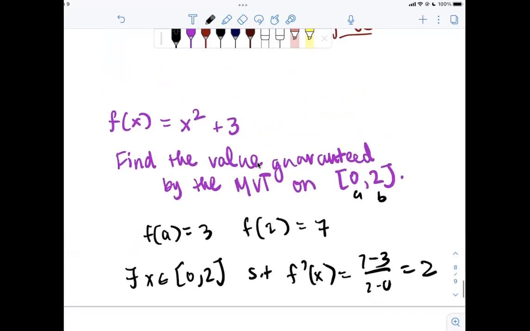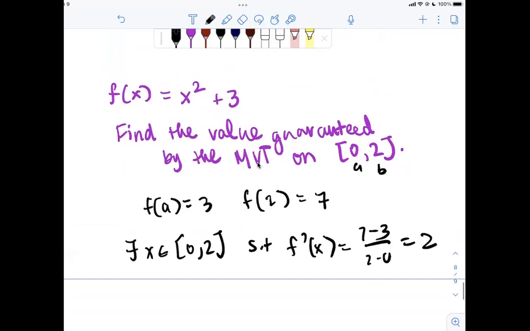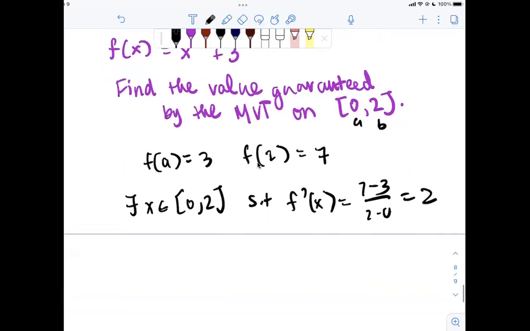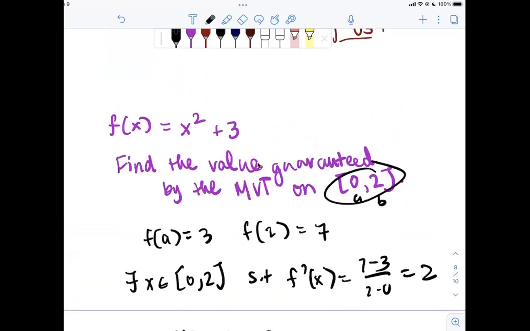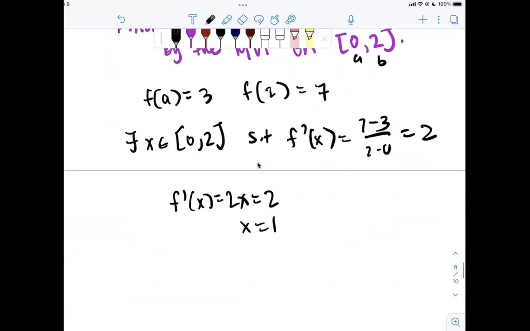Now let's find it. So we're just going to differentiate. f prime of x equals 2x. And we want this to equal 2, so x equals 1. And this is in our interval from 0 to 2, so that's good. And that's just going to be our answer. Let's do one more problem to practice the intermediate value theorem.